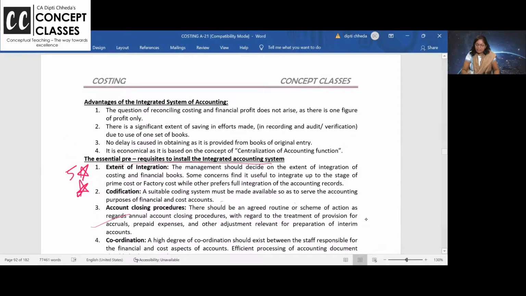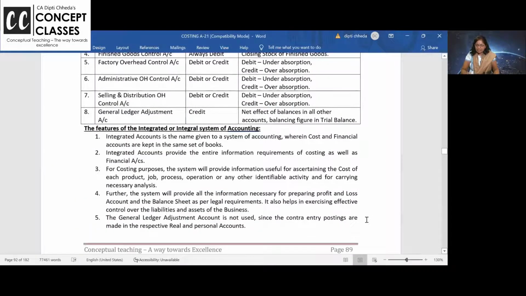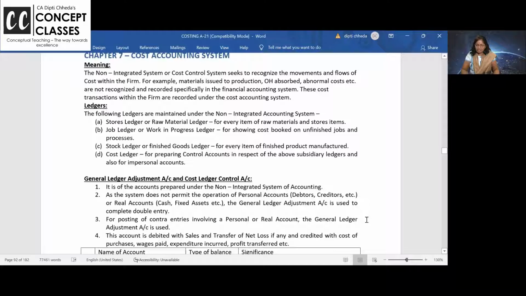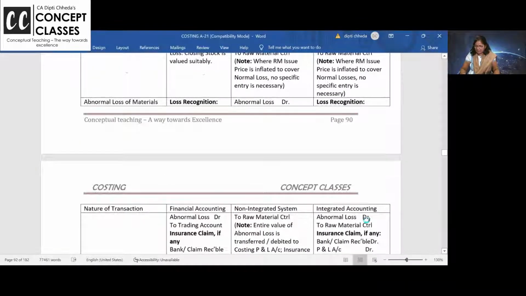But what are the benefits? If you put both systems in one account, there is no need for reconciliation. You will save a lot of time. There would be no delay of waiting for two books to come and then reconciling. And all the accounting would be centralized. These are the features of integrated accounting. These are all basic questions, they ask them in the exam.